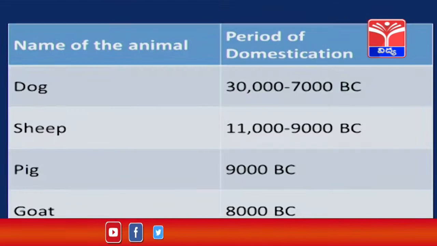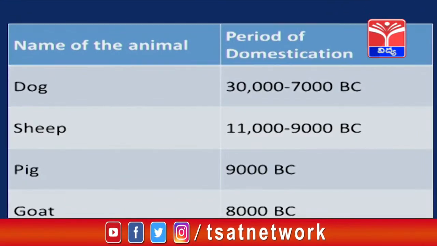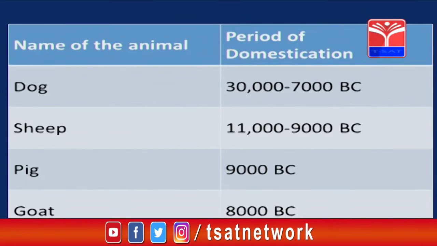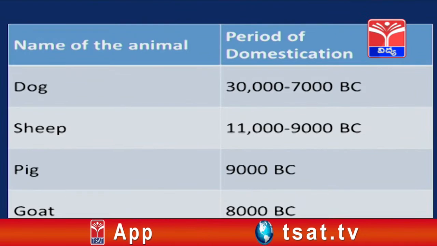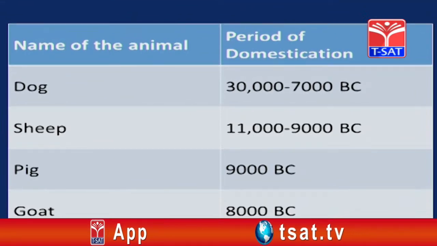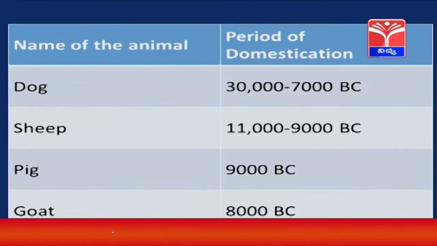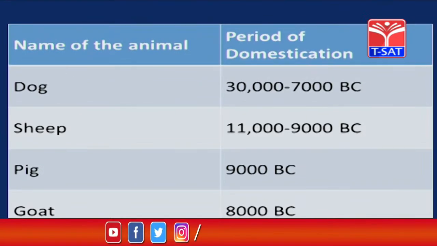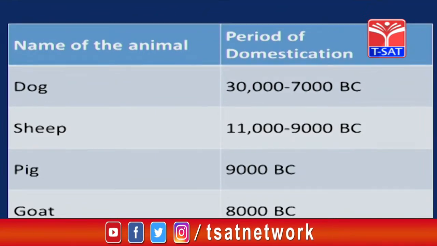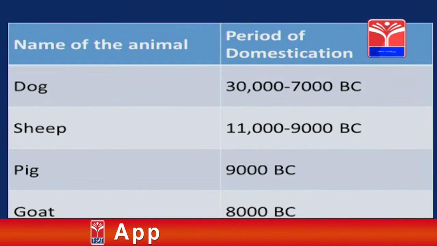Now here, domestication of animals started very long ago. The ancient man came to know that from these animals we can get different types of food materials, and he also observed that these animals can be used for agriculture purpose as well as transport purpose. So he started domesticating some of the animals. So domestication of these animals started many years back.